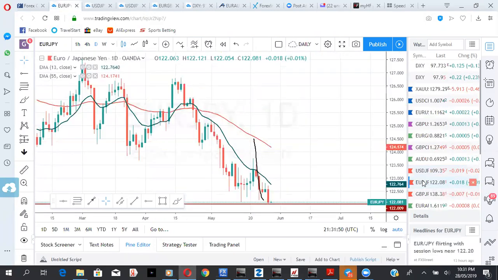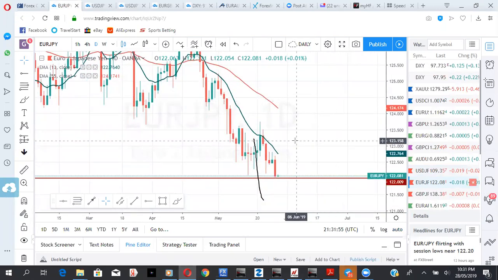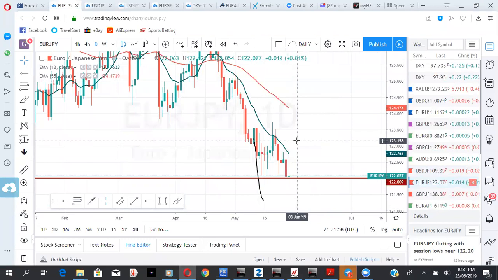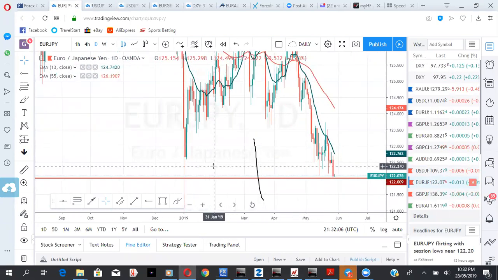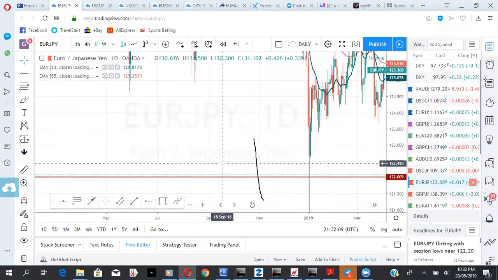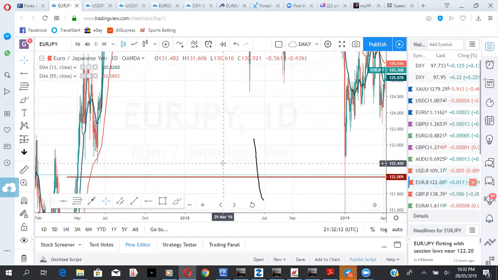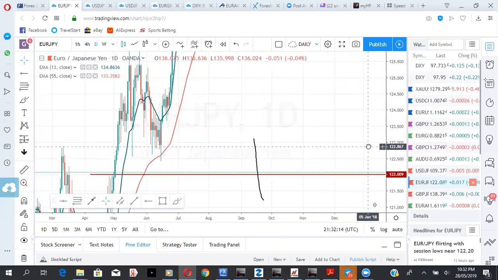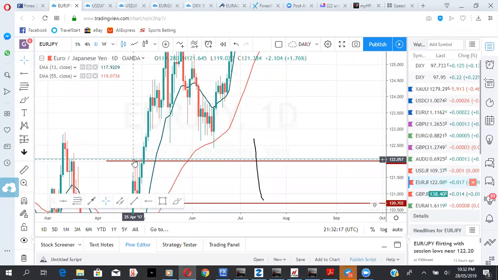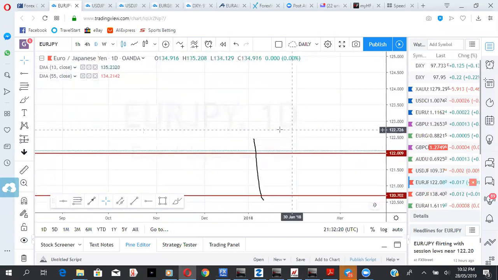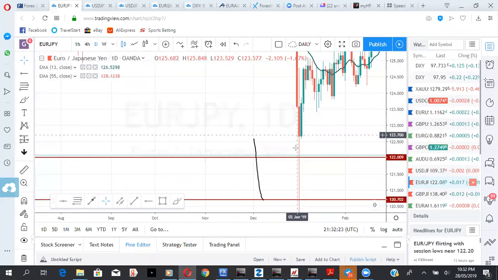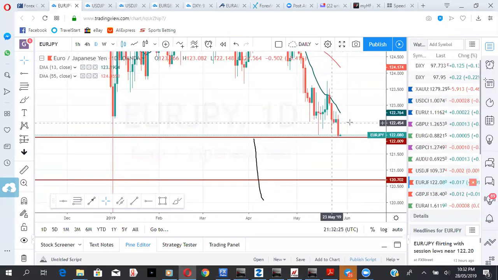So the next pair we'll be looking at is Euro yen. Euro yen did drop today. And the daily closed as a bearish candle, but into an area of support. Yeah, this was prior resistance. Price broke above it. It did a retest here, a sharp one, and spiked back up, and that's where price is at the moment.